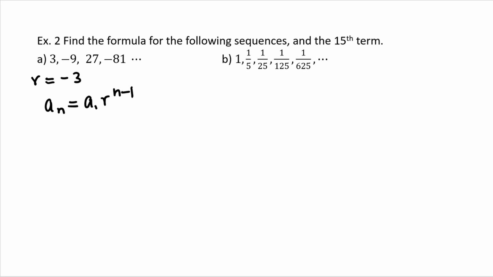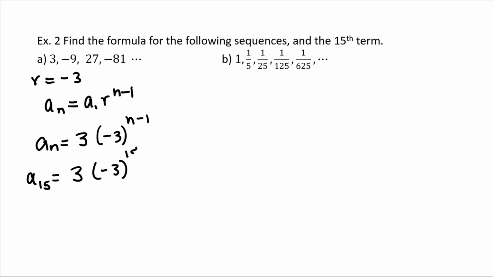Let's put in the information we have. A sub n is equal to the first term of this sequence, which is 3. The ratio is negative 3, and we raise this to the power of n minus 1. That's the nth term, or the formula, and to find the 15th term, we evaluate the formula at n equals 15, so it'll be 3 times negative 3 to the 15 minus 1, and let's just write this as 3 times negative 3 to the 14th. You can do a little bit more simplifying, but this is good for us.